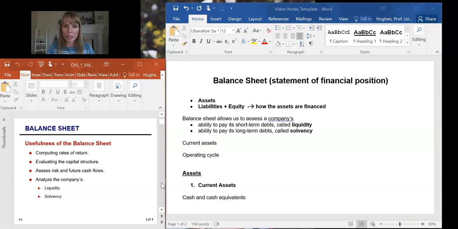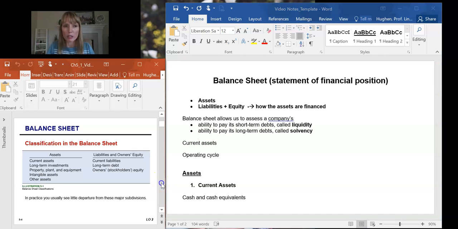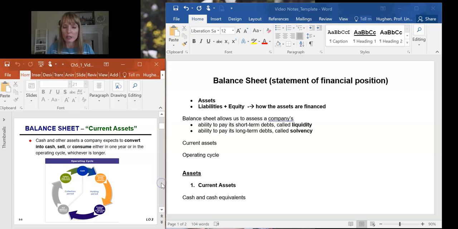We've talked about current assets before, and when we did, we said that current assets are generally those assets that are used up in about a year. But the GAAP definition of current assets is cash and other assets that a company expects to convert into cash or sell or consume, use up.